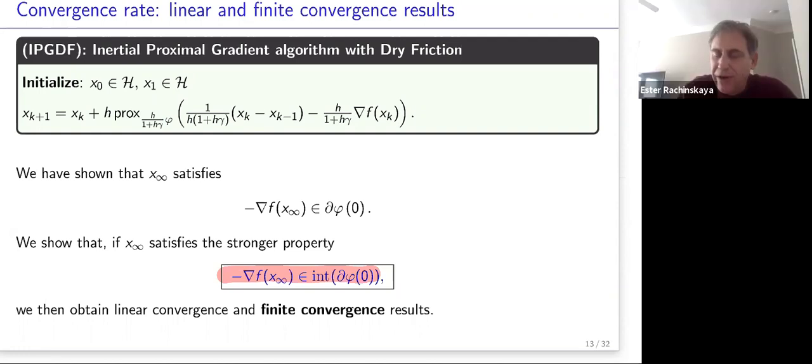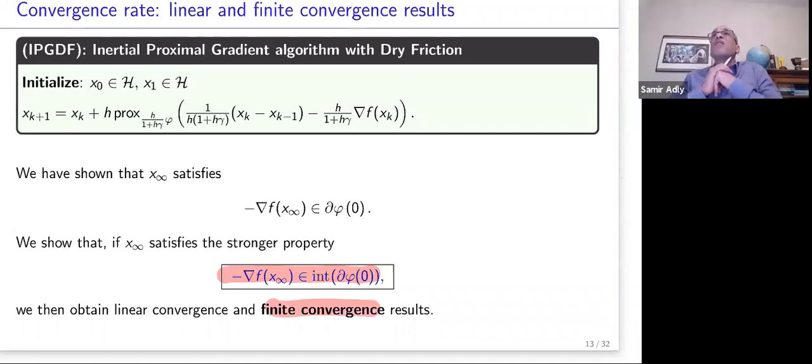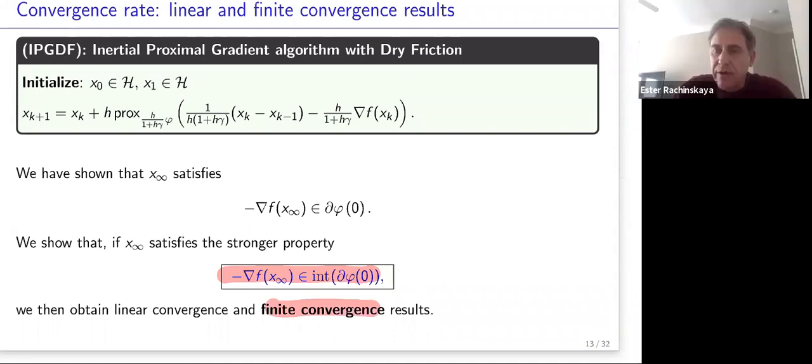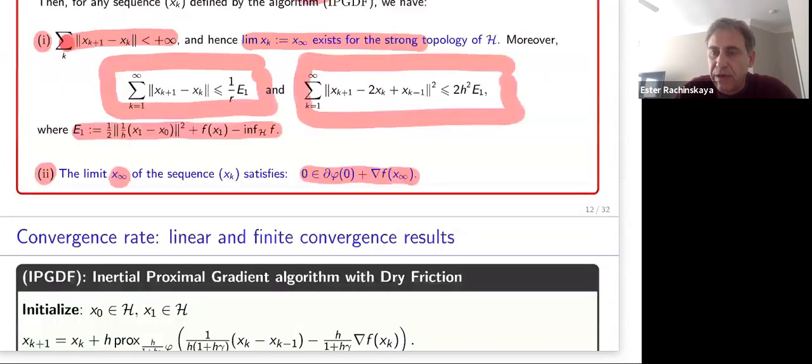Okay. I'm sorry, I have a question. Can I interrupt? Yes. Sorry, a quick question. In this discrete dynamics, is the next iteration uniquely defined? Is it a single valued function, x_{k+1} of the previous?